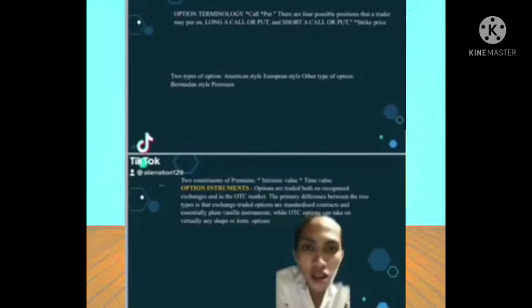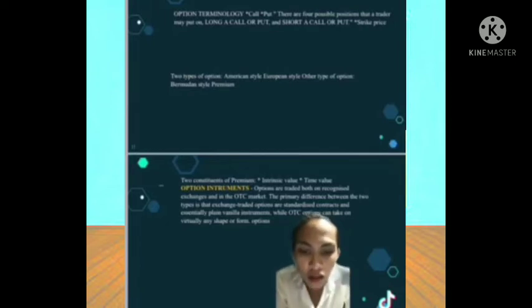Options terminology. There are three types of options terminology: call, put, and strike price. So, call is the right but not the obligation to buy a specific number of shares of the underlying security at a defined price until the expiration date. Then put is the right but not the obligation to sell a specific number of shares of the underlying security at a defined price until the expiration date.